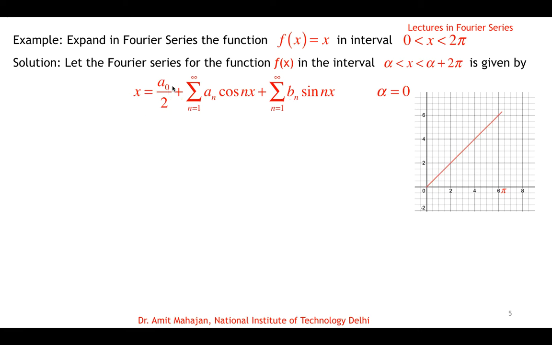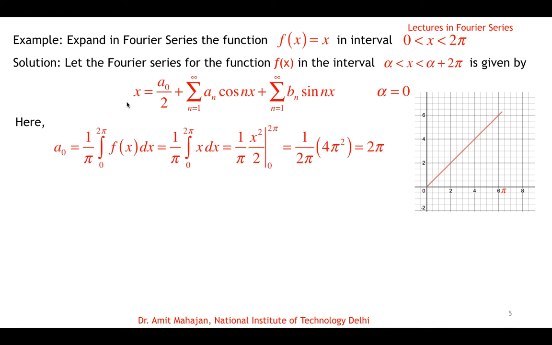So the first constant a naught is simply 1 by pi integral over the interval, which is 0 to 2 pi here, of f(x) dx, and f(x) is x. So it is 1 by pi, integral from 0 to 2 pi of x dx. The integration of x is x square by 2, substitute upper limit minus lower limit, so immediately we have the value of a naught as 2 pi here.